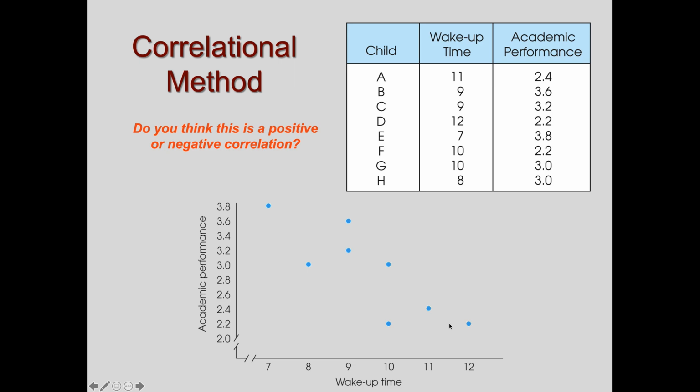Notice through these dots, if I was to draw a line, we call it a line of best fit, through the middle of this graph, or a linear regression, notice how the line would be going downhill. If you remember anything about slope, when slope runs downhill, just like a downhill slope is a negative slope, likewise, a downhill correlation, if you drew the line through the middle of them, is a negative correlation.